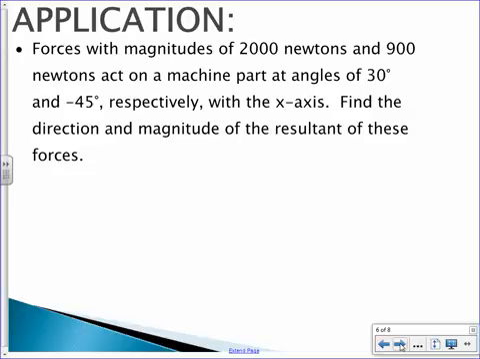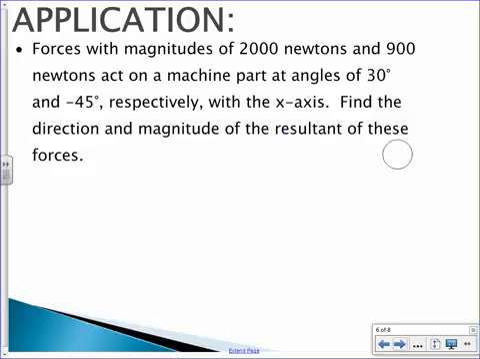Okay. So the 2,000 Newton force is being acted on at a 30-degree angle, and the 900 Newton force is being acted at a negative 45-degree angle. Okay. So we have two forces acting on one thing. What is the resultant of these forces? What did we say about resultant? What does that mean we're going to have to do with these two forces? Okay, we're going to add them together. So two forces are acting simultaneously. What is the resultant force out of the two?